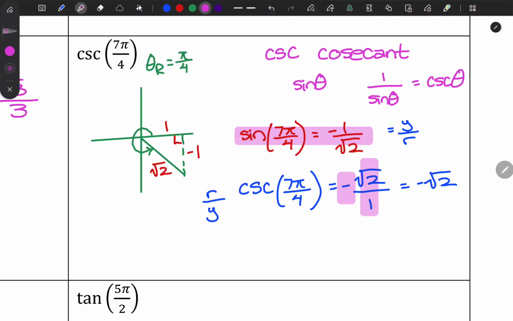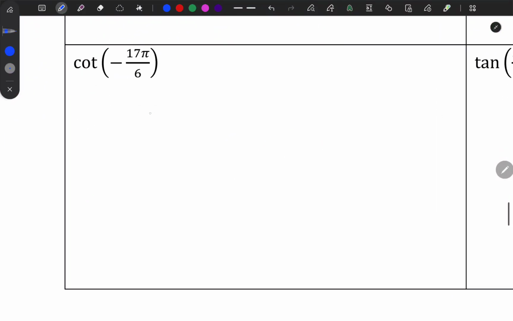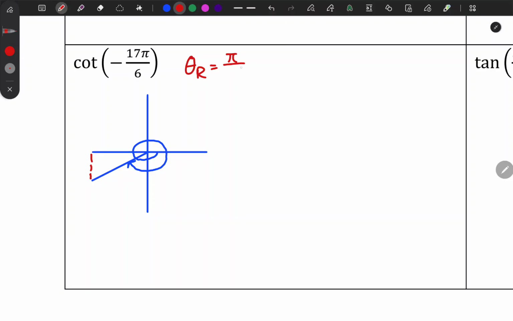Let's do another reciprocal just to make sure we've got that down. So cotangent. Negative 17 pi over 6 is not quite negative 3 pi. So it's a full negative 2 pi and then another negative 5/6 of pi. So one full rotation clockwise and keep going up to there. And make our triangle. Reference angle is pi over 6. So this is going to be 1, root 3, 2. This is negative. This is also negative.